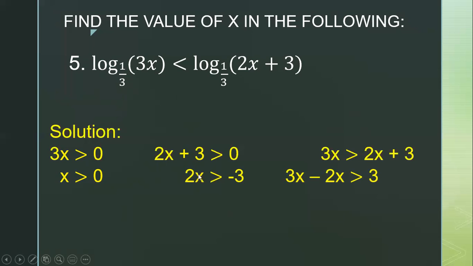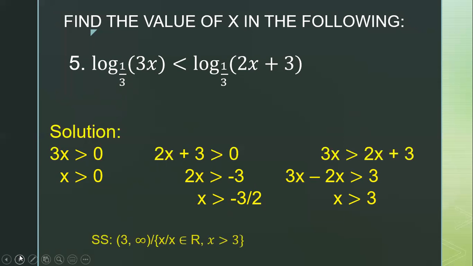So x here is greater than 0, 2x is greater than negative 3, solving for the x's. So these are the possible values, and that is the solution set. How come it becomes like that? 3 up to infinity. x is greater than 0, x is greater than 3. We cannot include this, remember, because if we will try to solve 3x is less than 2x plus 3, we'll have x is less than 3. We need to reverse the symbol.